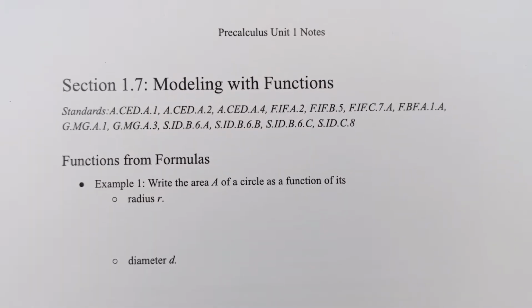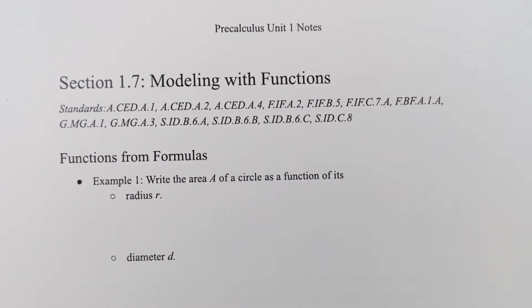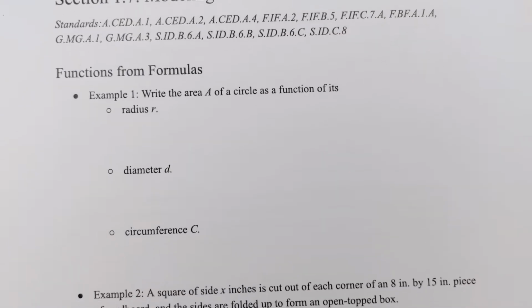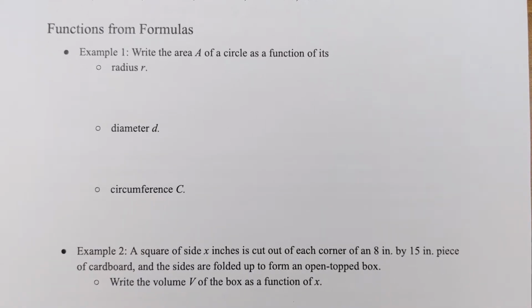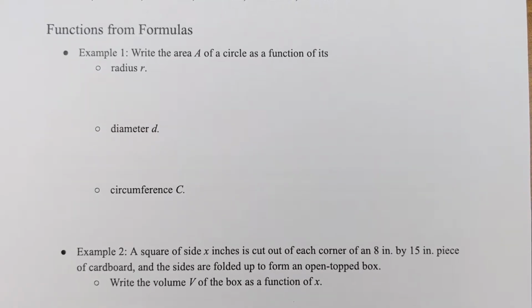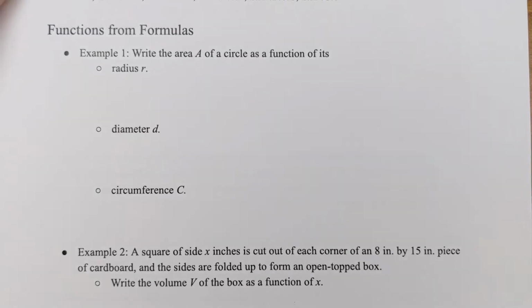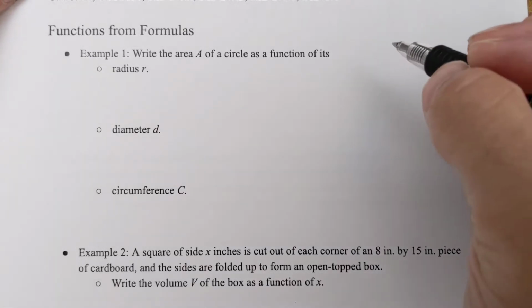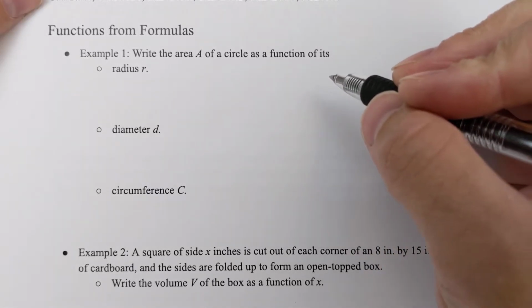Right, so here we have the notes for section 1.7, which deals with modeling with functions. The first one we have here is functions from formulas. It says write the area A of a circle as a function of its radius, its diameter, or its circumference. So radius r is probably the one you're most familiar with.